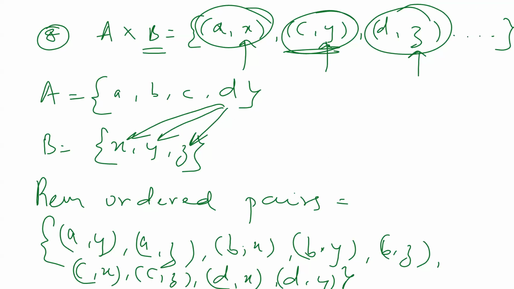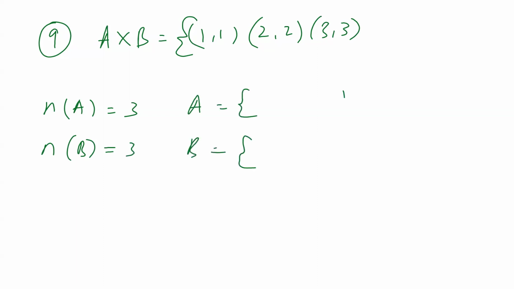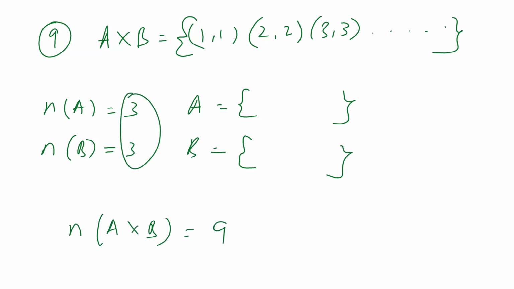Then question number 9. Let us go to question number 9. The ordered pairs 1, comma 1, 2, comma 2, 3, comma 3 are among the elements in the set A cross B. So A cross B has the following ordered pairs 1, 1, 2, 2, 3, 3. Okay. A and B have three elements each. N of A is equal to 3, N of B is equal to 3. So A will have three elements, B will have three elements. Okay. So N of A cross B, technically speaking, will be 3 into 3, that will be 9.